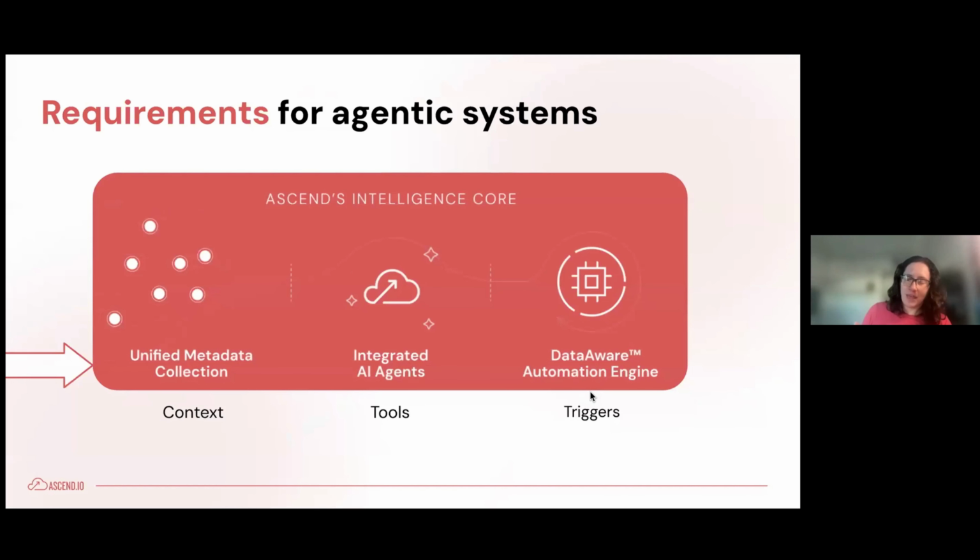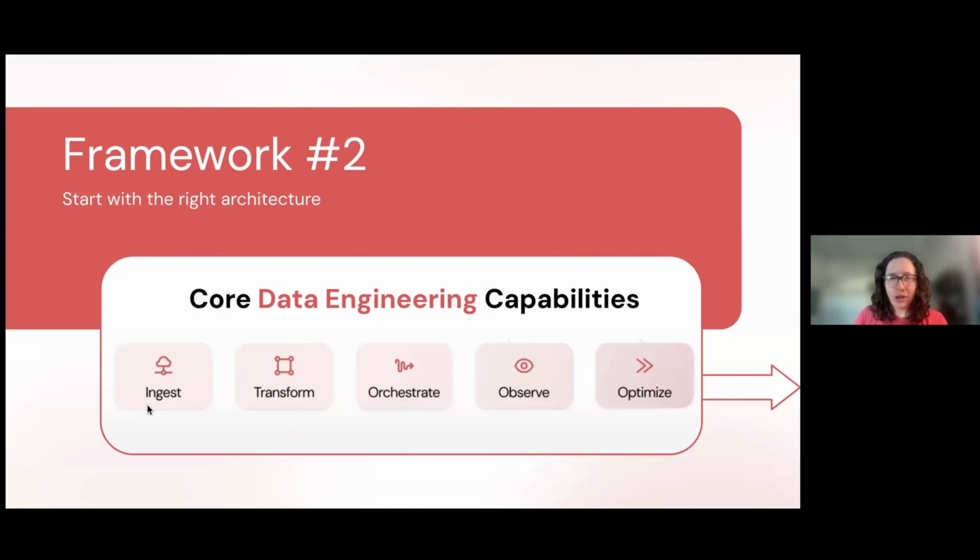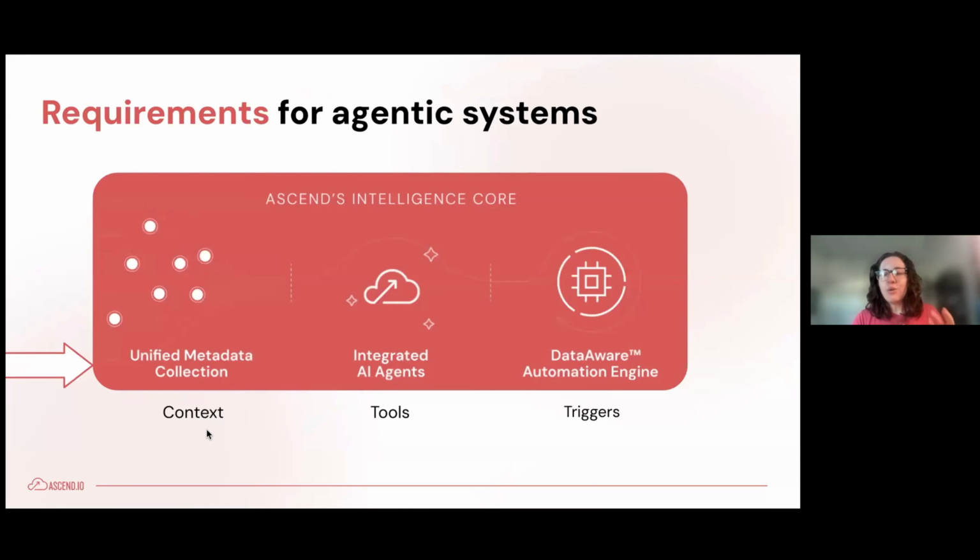Then the next layer on top of that, once we have all of this in place, we now have unified metadata collection across all of these functions. And that is going to serve as our context, going back to that 3-pronged framework we just talked about. Then finally, we're feeding all of that unified metadata into our agents, which are going to act as our tools here. And Ascend also has a data aware automation engine. Again, no matter where you're working, you need some sort of trigger, but Ascend has all of that built in, which is super cool. So to recap, we have the unified metadata across all of these different functions as context that goes into the agent, which is acting as our tool. And we have an automation engine that can serve as that automated trigger here.